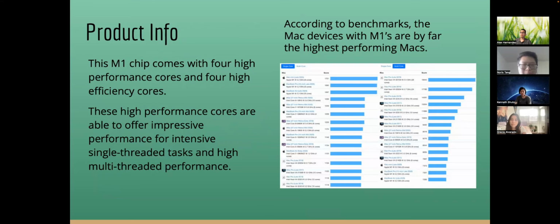Furthermore, from benchmark tests, Macs with the M1 chip are the highest performing amongst all the devices. It has 4 high efficiency cores and 4 high performance cores. These performance cores are able to provide impressive performance for single-threaded tasks and high-performance multi-threaded tasks. Next slide.